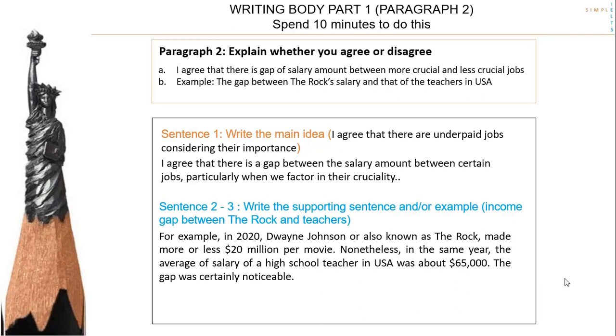And in the second and third sentence, you can say that, for example, in 2020, Dwayne Johnson, also known as The Rock, made more or less 20 million US dollars per movie. Nonetheless, in the same year, the average salary of a high school teacher in USA was about 65,000 US dollars. So the gap was certainly noticeable. So this part supports your main idea that you agree that there are underpaid jobs considering their importance.